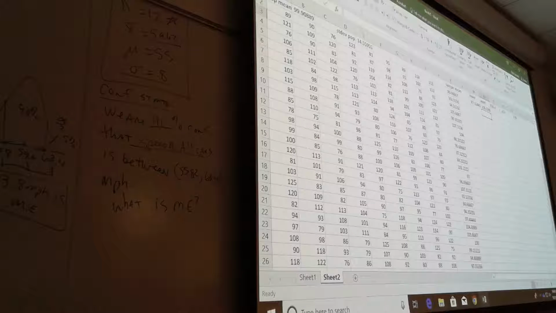Now let me ask you a question. Population mean is 99.9, is that in my interval? It is. I'm going to copy this formula down.